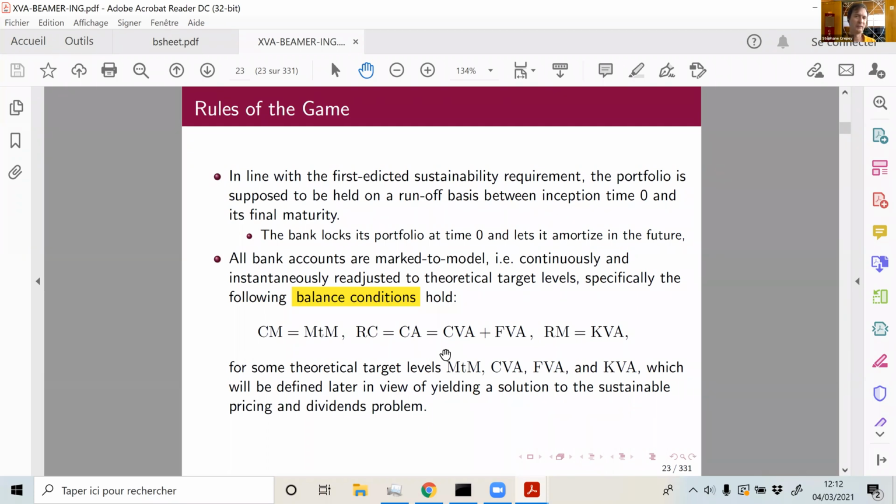So what are the rules of the game? Let's be a bit more precise. First of all, the portfolio that we'll be interested in will be supposed to be held on a run-off basis between inception time 0 and final maturity, which means we say in our model that the bank locks its portfolio at time 0 and lets it amortize in the future. Okay? And of course, it's a big assumption.